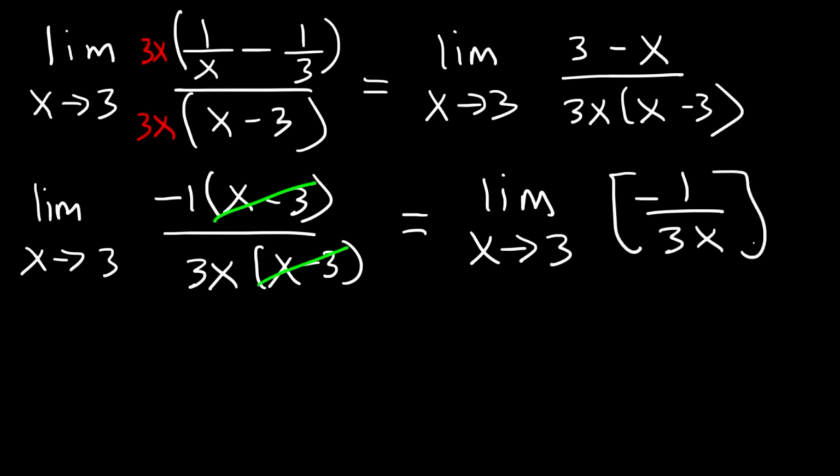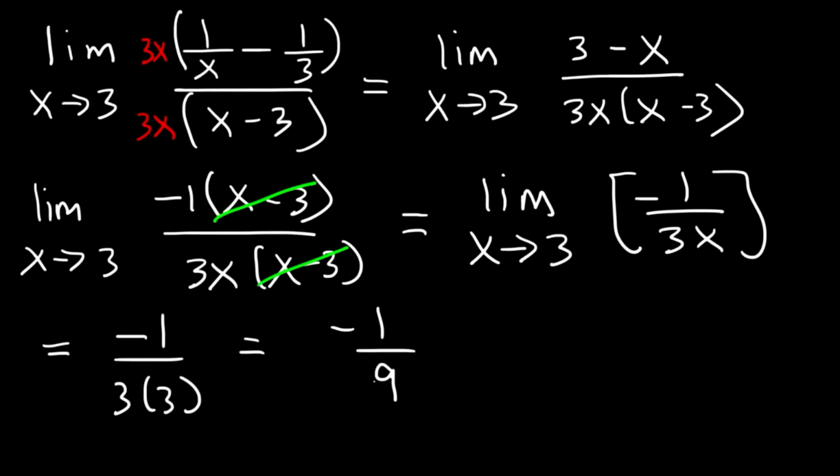So now we can use direct substitution. So let's replace x with 3. So it's going to be 3 times 3, which is 9. So the final answer is negative 1 divided by 9. So now you know how to evaluate limits that are associated with complex fractions.